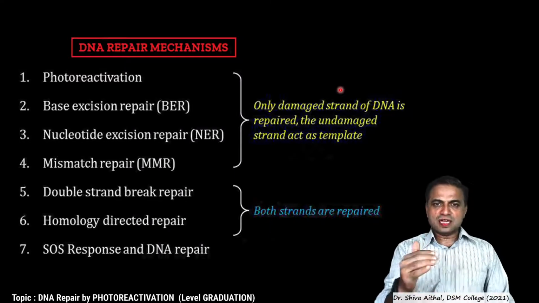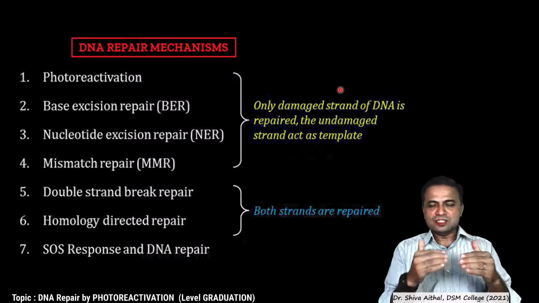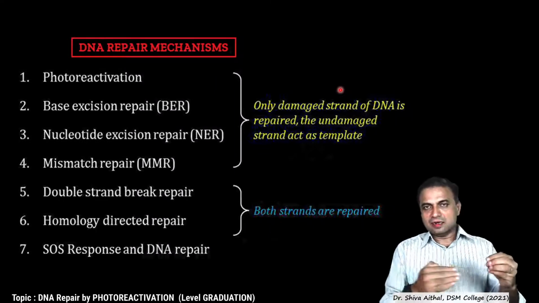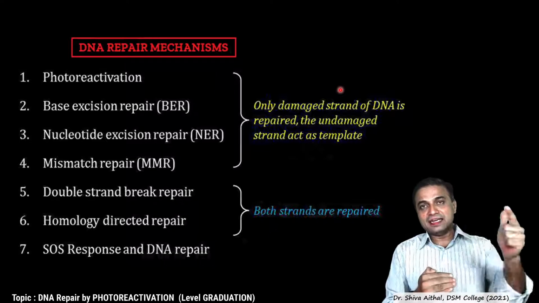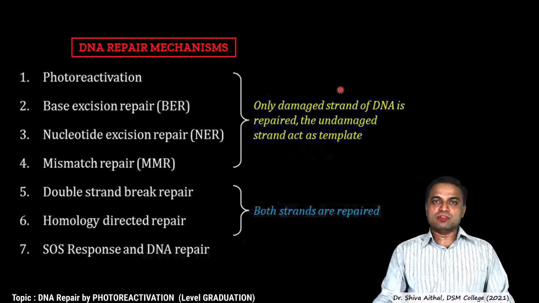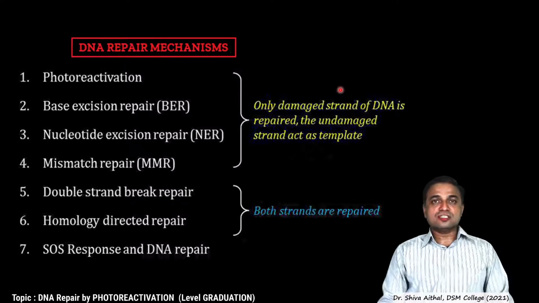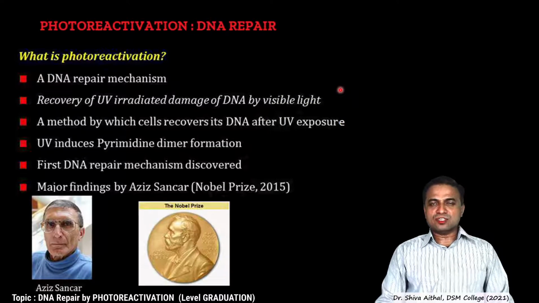For these four, only the damaged strand of DNA is repaired, and the undamaged strand acts as a template. That means in these four, only the damaged part is repaired, and the undamaged part acts as a template for adding the correct nucleotide. Whereas in double stranded break repair, homology directed repair and SOS response repair, both the strands are repaired. That is a separate category of repair which involves a larger number of proteins. At the end of the slides, I will give you a total list of enzymes involved in all these types of repair. So we will see photoreactivation as a mechanism of DNA repair.